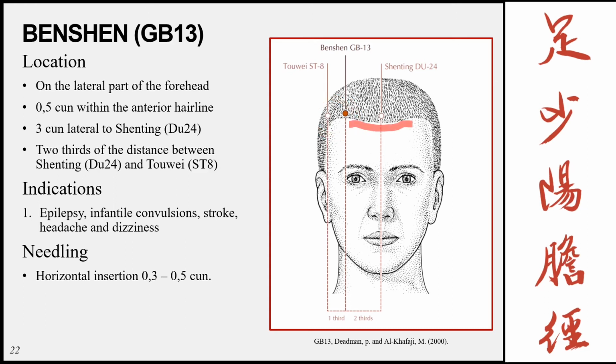And then that's 3 cun lateral to DU24. So Shenting, DU24, is also half a cun in the hairline, but it's at the midline. So from here, we're going to go 3 cun lateral from the midline, and that's where GB13 lies. And this is 2/3 of the distance between stomach 8 over here and DU24 over here.